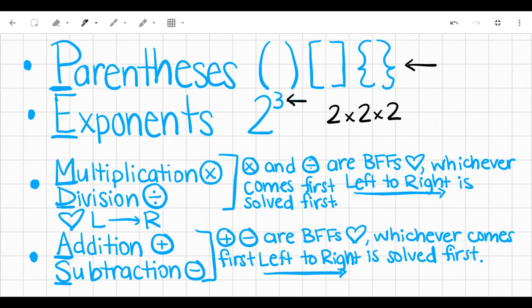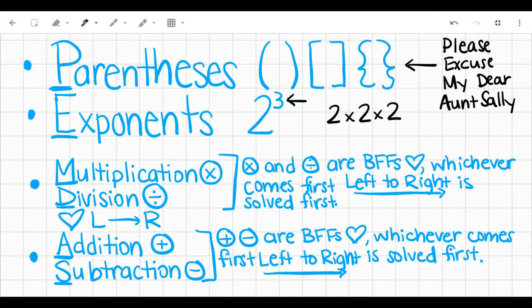So remember that our order of operations, or our PEMDAS, is parentheses, exponents, multiplication, division, addition, and then subtraction. You may also sometimes hear it referred to as please excuse my dear Aunt Sally. And that's just another mnemonic device to remember the order of PEMDAS. So please excuse my dear Aunt Sally. Parentheses, exponents, multiplication, division, addition, subtraction.